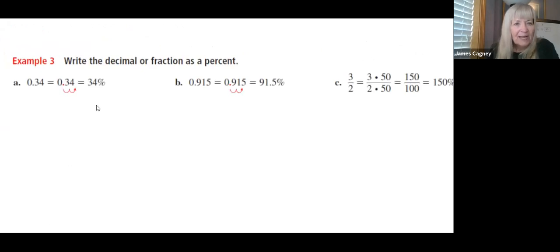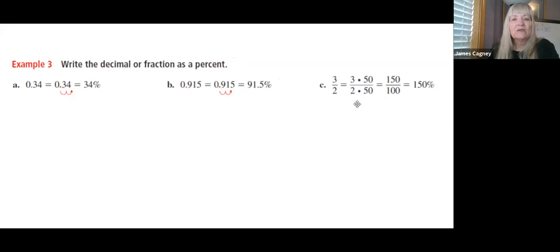And if I'm going to write the decimal or fraction as a percent, I'm going to move it 2 places to the right and add the percent sign. So 0.34 is 34%. 0.915, I move it 2 places, 91.5. For the 3 over 2, again, they're saying in order to turn 2 into 100, I need to multiply the top and the bottom by 50. So 3 times 50 is 150, 2 times 50 is 100, and this is 150%.